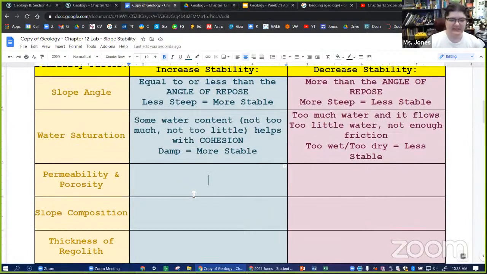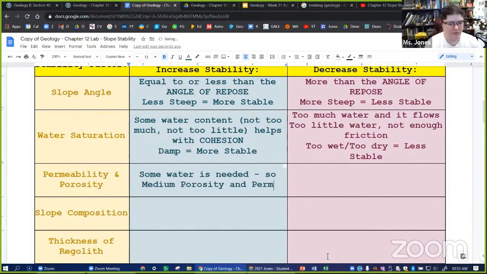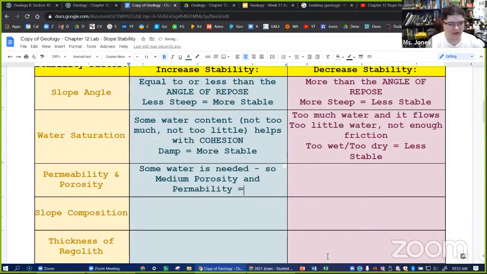Permeability and porosity. You need water to be able to seep in, but not too much. This helps contribute to the factor above. It's called infiltration when water soaks in. Some water is needed. So medium porosity and permeability equals more stable.